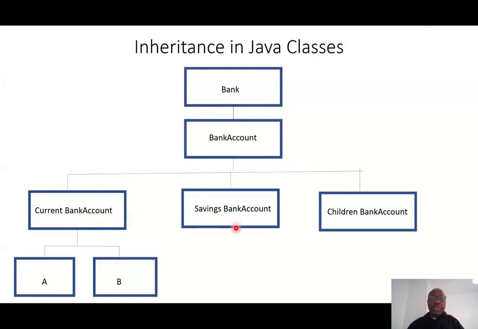As well, you can say savings bank account extends bank account, and current account extends this, and children's account also extends. So these three are on the same level, and all of them will inherit all the methods and properties in bank account. The same thing, A will extend current bank account, and B will also extend, and both of them will inherit all the things that are here, as well as the things that are in bank account and, of course, in bank.